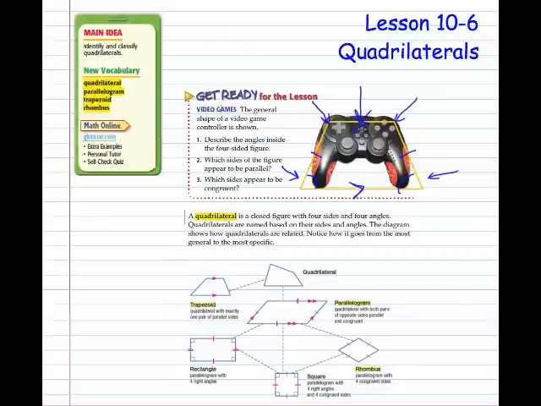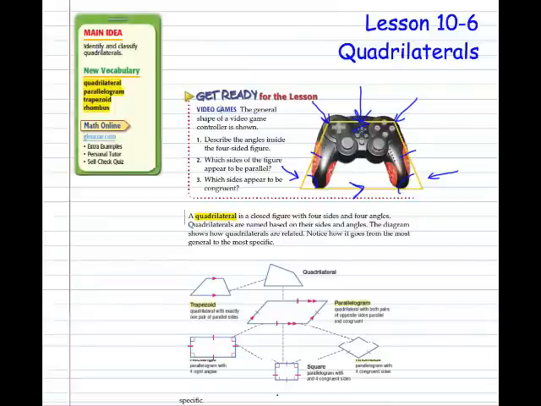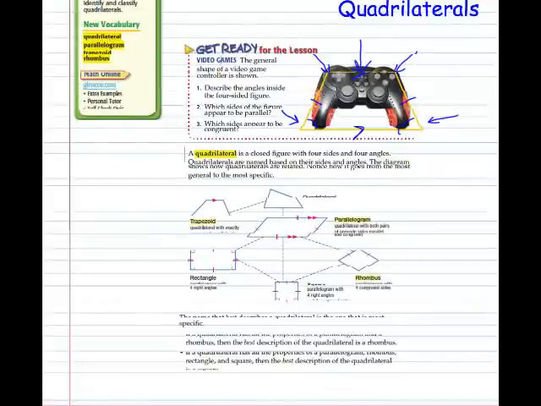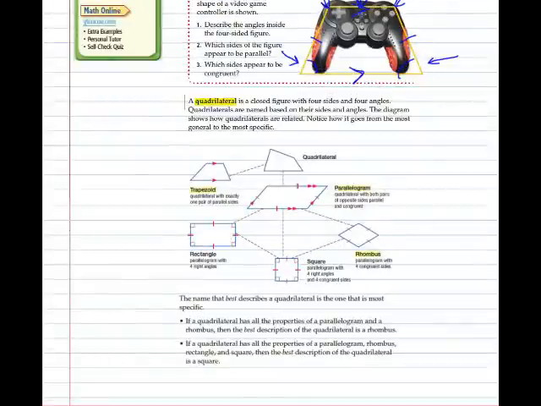A quadrilateral is a closed figure with four sides and four angles. Quadrilaterals are formed based on their sides and angles. The diagram shows how quadrilaterals are related. Notice how it goes from the most general to the most specific. This is what we call the quadrilateral hierarchy.